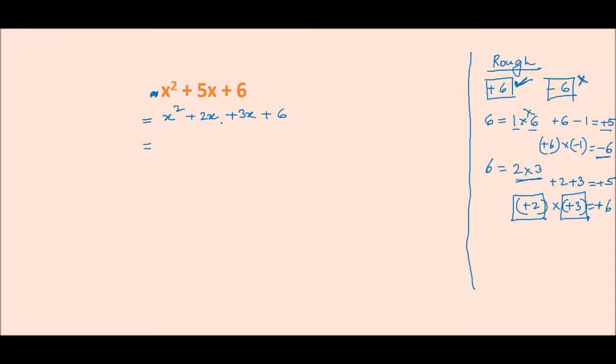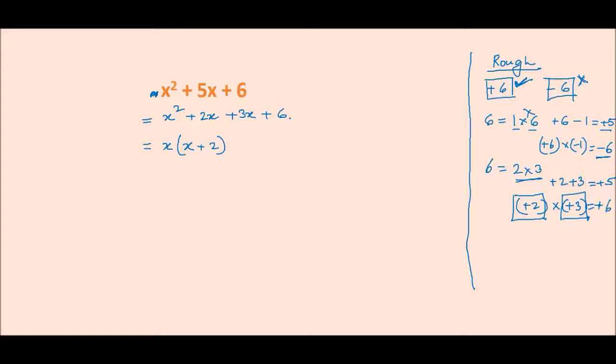So x squared plus 2x. We have x as the common factor between these two terms, so we take out this common factor. From the first term, this x remains, because x multiplied with x will give us x squared. From the second term, we have a plus 2, because x multiplied with 2 is 2x.